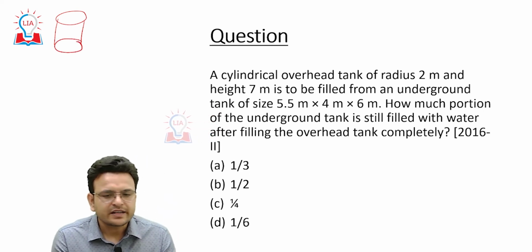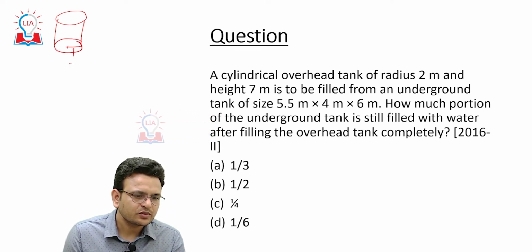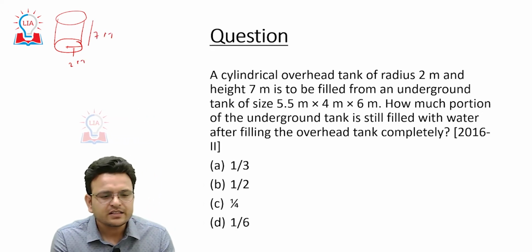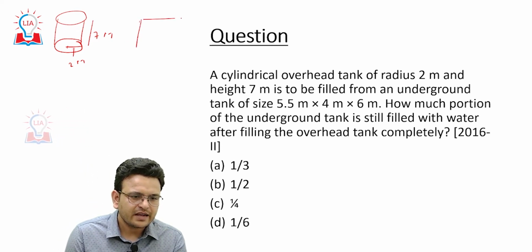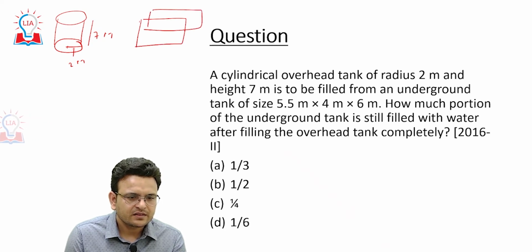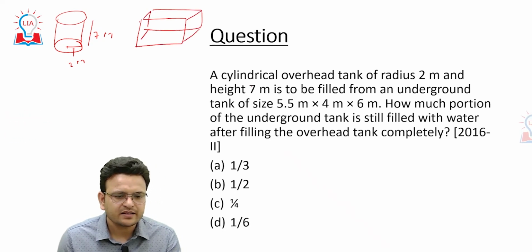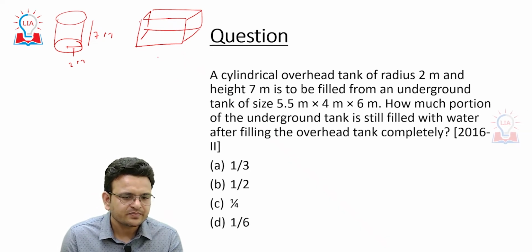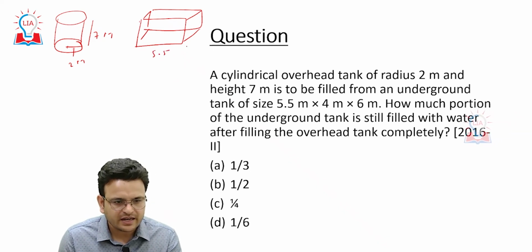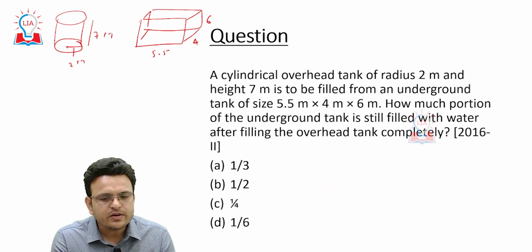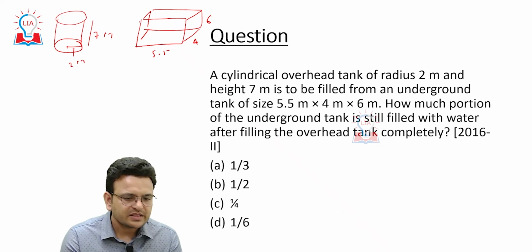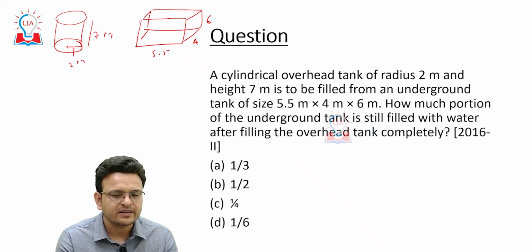Okay, radius of 2 meter. So here we have 2 meter radius and height is 7 meter. Clear? It is to be filled from an underground tank of size... one tank also we have. The size of the tank is 5.5 meter length, 4 meter breadth, and height is 6 meter. How much portion of the underground tank is still filled with the water after filling the overhead tank completely?